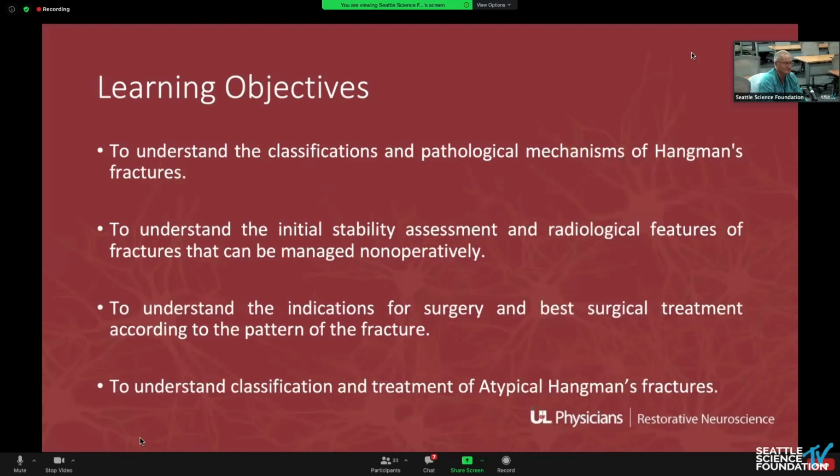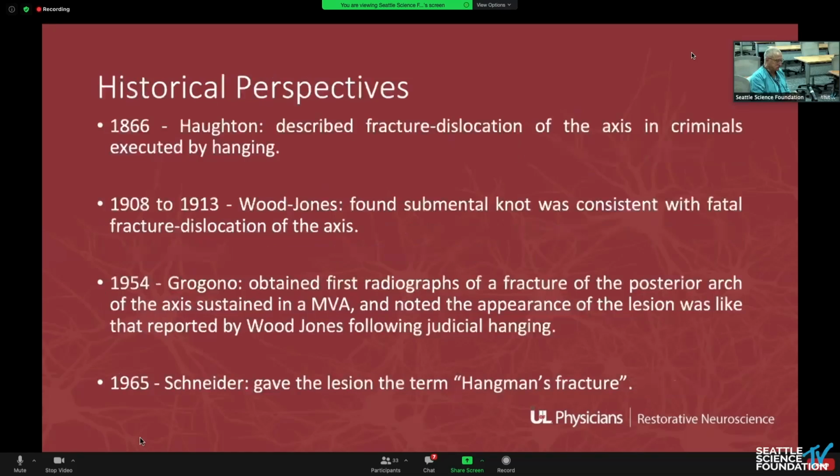So basically, we wanted to review the classifications and the mechanisms of the fractures, and to understand the initial stability assessment, radiological features of the fractures that can be managed non-operatively. And now we've kind of talked a little bit about these already. And also we wanted to understand the indications for surgery and the best surgical treatments, and also discuss the atypical Hangman's fractures, you know, kind of the traditional fracture with a twist to it.